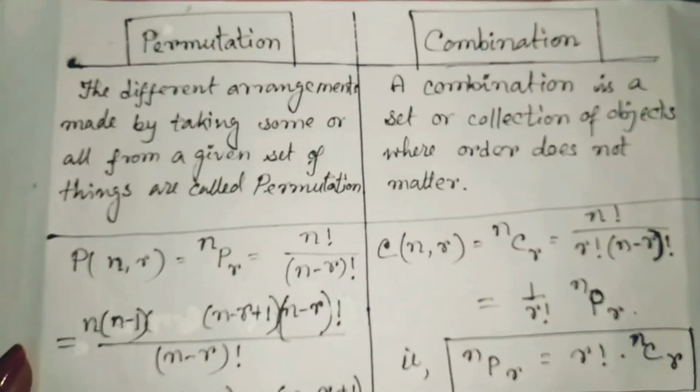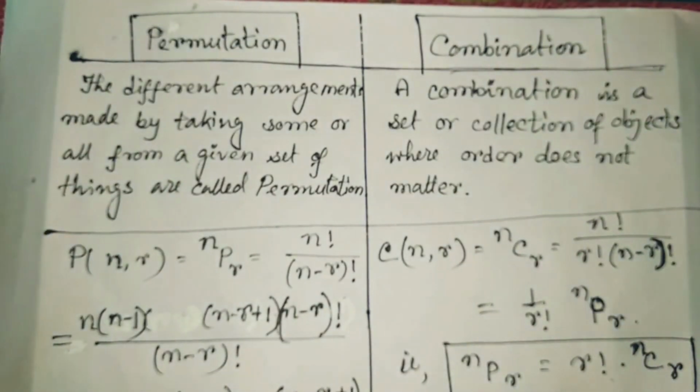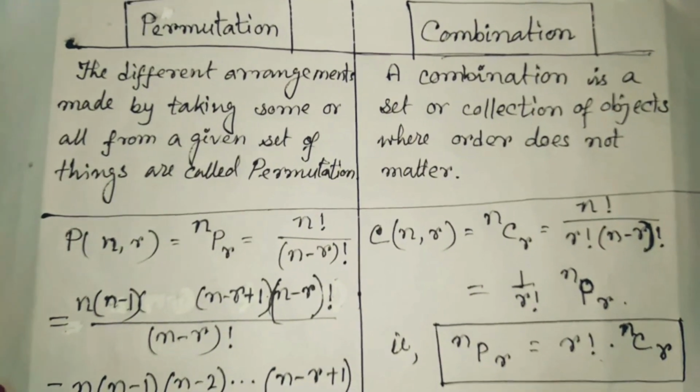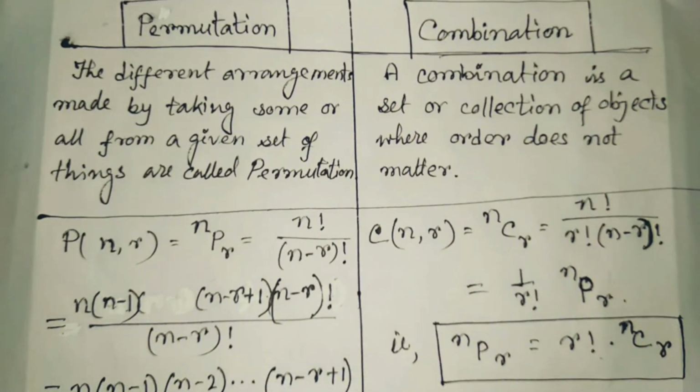Now, in the counting principle, there are two things which we should know. One is the permutation, another one is the combination. So what is permutation? The different arrangements made by taking some or all from a given set of things are called permutations. Whereas the combination is what? Combination is a collection of objects where order does not matter. So permutation is the arrangement of things, and combination is the selection of objects.